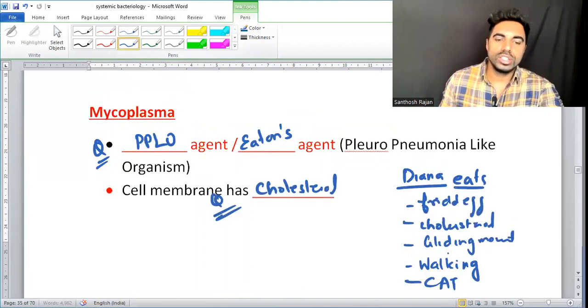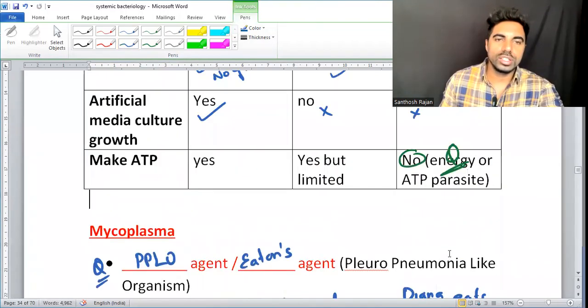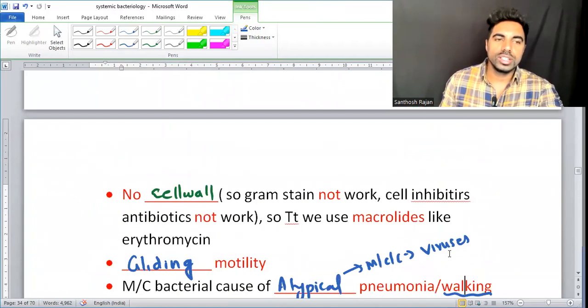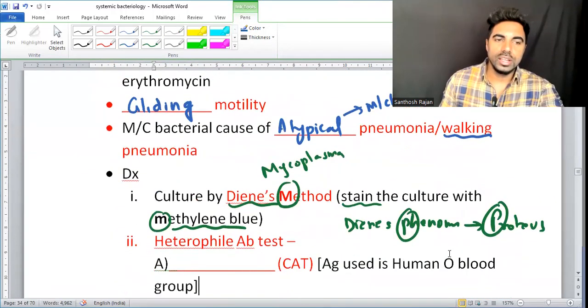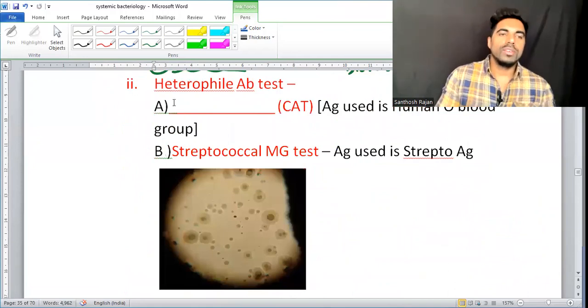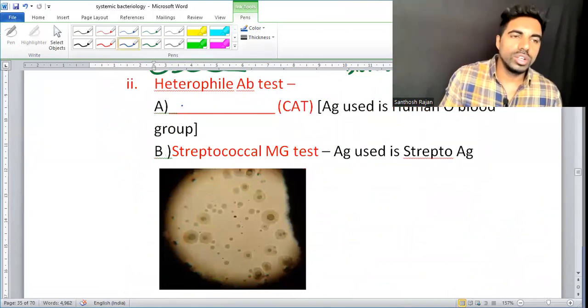Okay? CAT means cold agglutination test. It is used for diagnosis. We have the cat, and the cat is basically a cold agglutination test. Do you remember now?